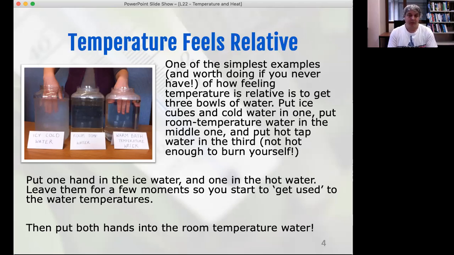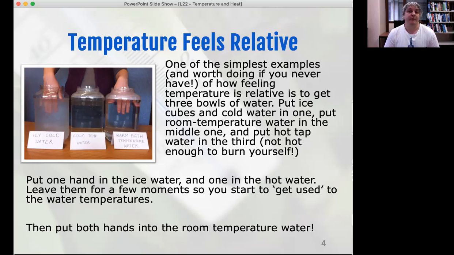And what you do is you put one hand into the hot water and one hand into the ice water, and you just leave them there for a few moments so that they start to adjust, not really quickly, but just leave them there for a little while. And then take both hands out and put them both into the room temperature water. And what that will show you is that the room temperature water will feel cold to the hot hand and hot to the cold hand.